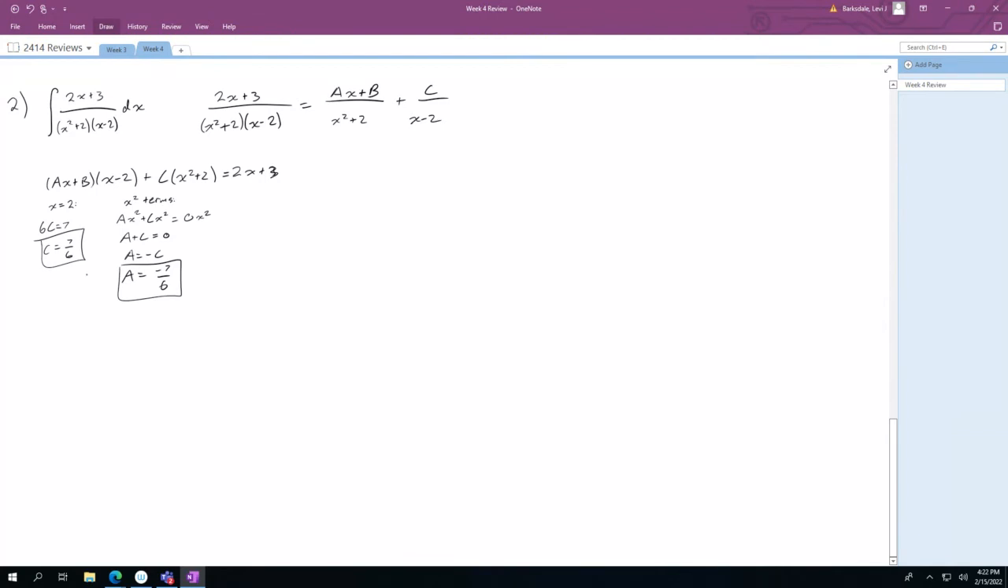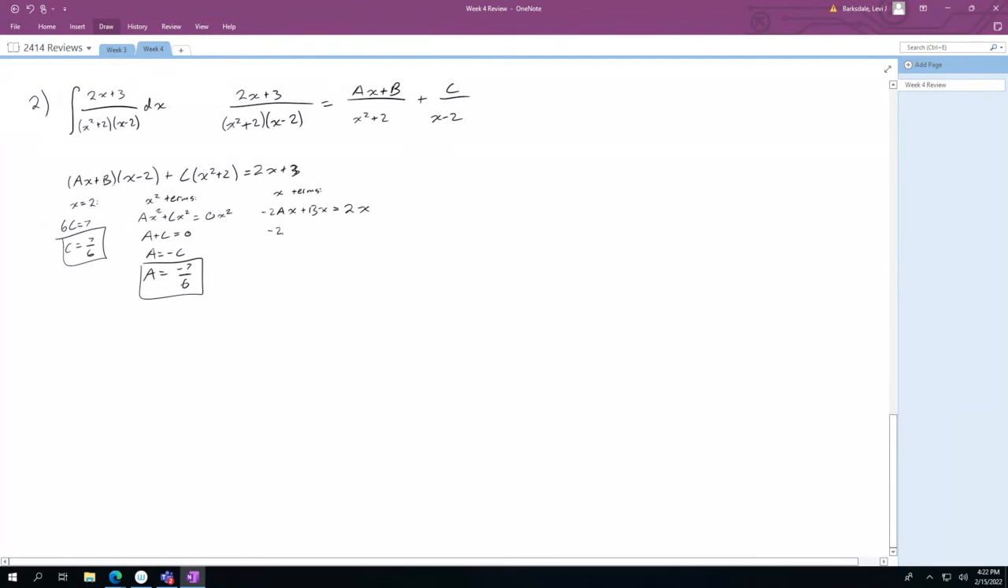And finally, I'm going to look at just x terms. I have negative 2 times A times x plus B times x should equal 2x. I don't have any x terms for my C value, so that tells me that negative 2A plus B should equal 2. Or in other words, negative 2 times negative 7 over 6 plus B is equal to 2. So 7/3 plus B is equal to 2. So B is equal to negative 1/3.